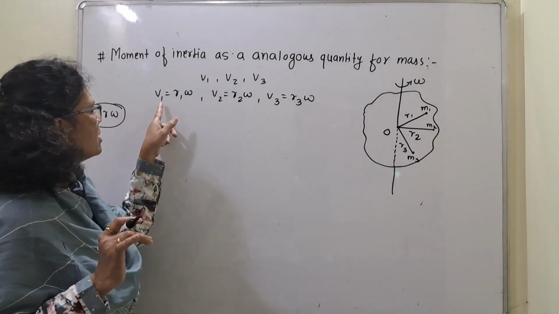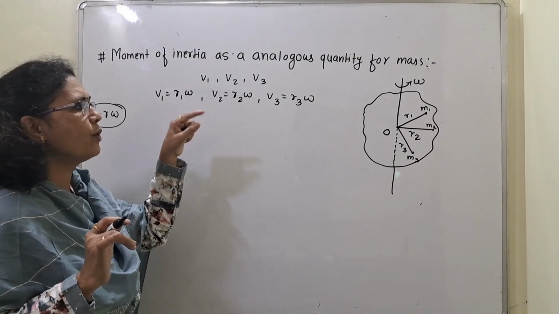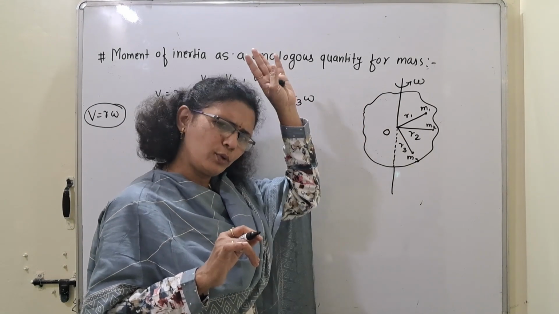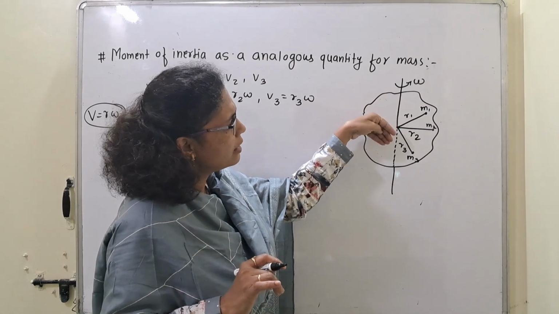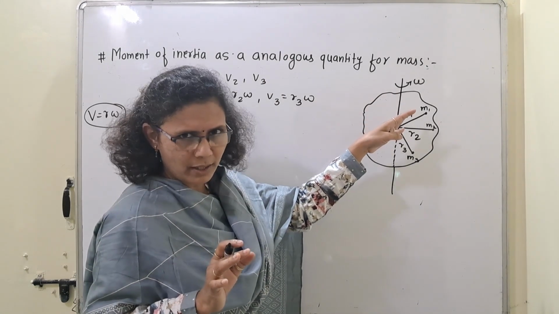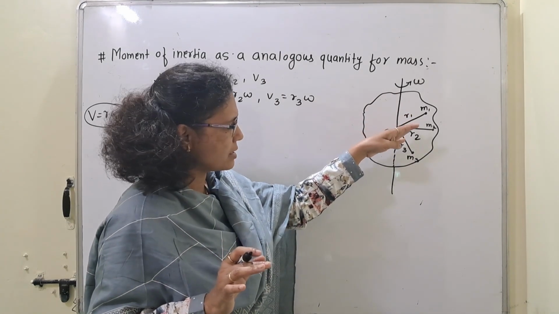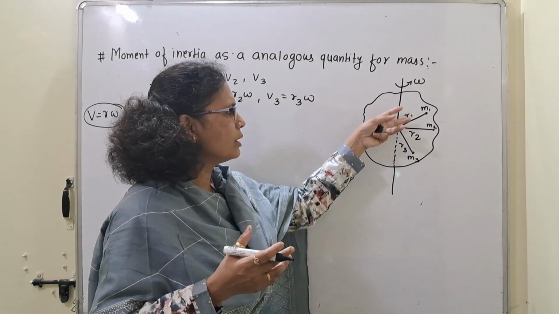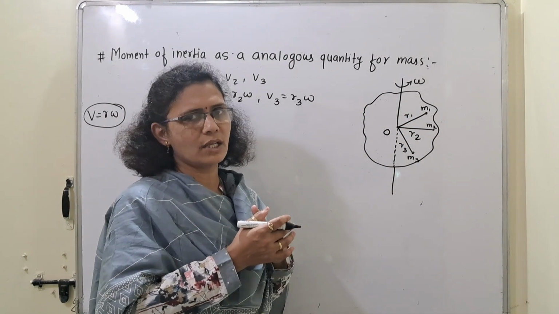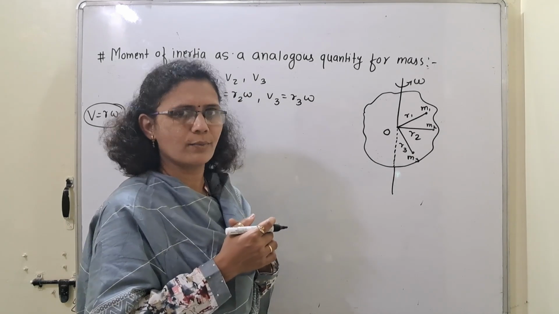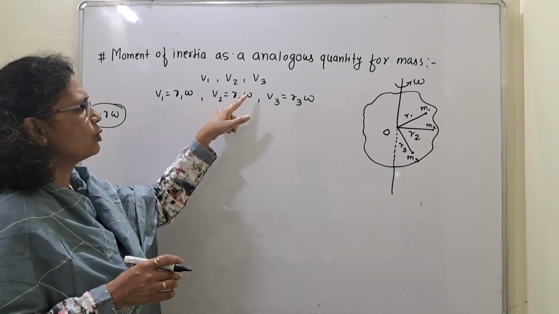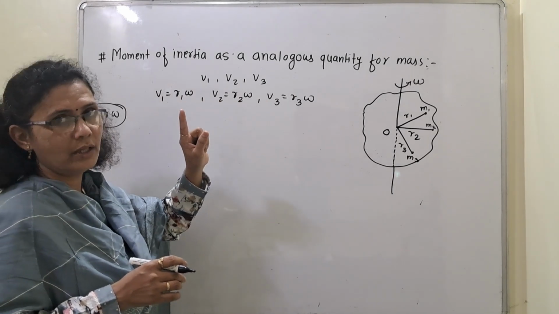Then what will get changed? That is the linear velocity for every particle of mass m1, m2, m3 up to mn. But we have considered here only three particles. Not only three masses are present, a number of masses will be there, but from that we have considered only three. We will generalize this equation for n number of particles also. So v1 will be r1 omega, v2 will be r2 omega, and v3 will be r3 omega.